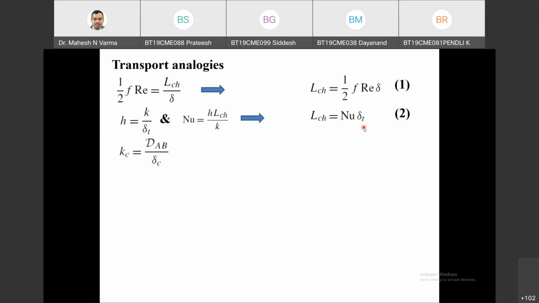Similarly from mass transfer, this is the equation we got while discussing the physical interpretation of the mass transfer coefficient. The mass transfer coefficient is the ratio of D_AB divided by the mass transfer boundary layer thickness.